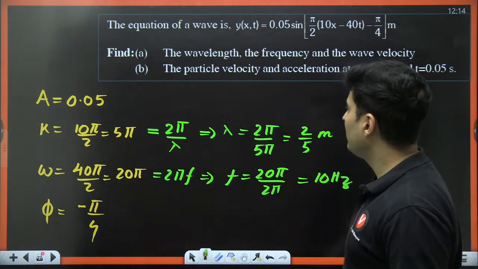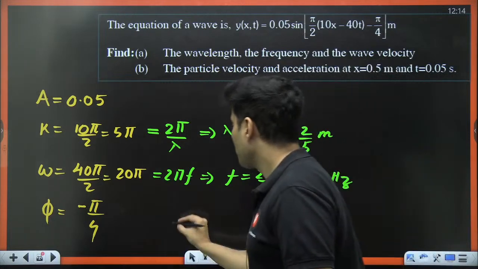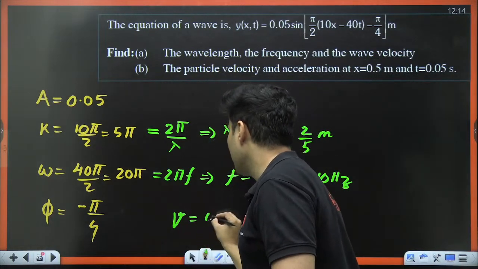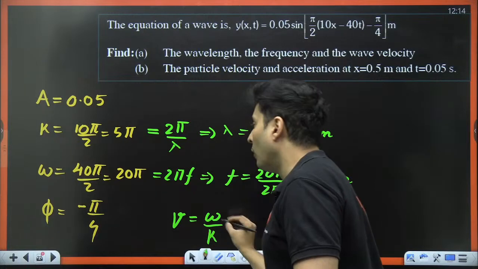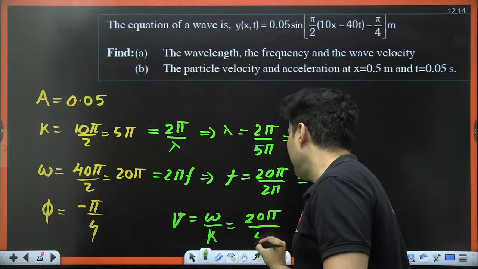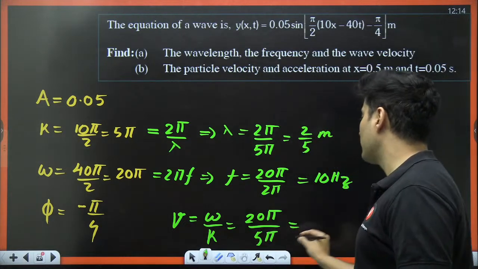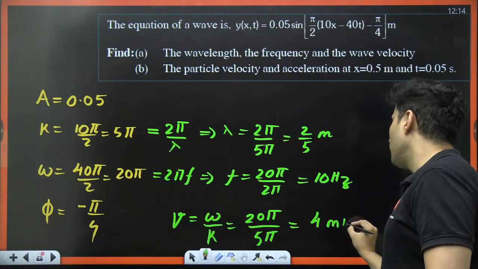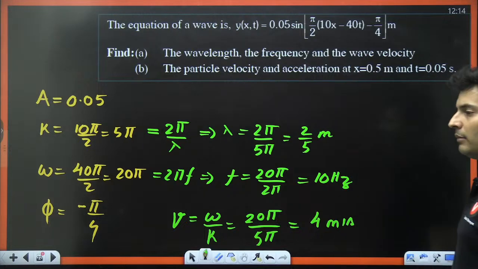Then we also wanted the wave speed. So wave speed is nothing but omega by k. Omega is nothing but 20 pi and k is nothing but 5 pi. So pi cancels, 20 by 5 is nothing but 4. So 4 meters per second is the wave speed.